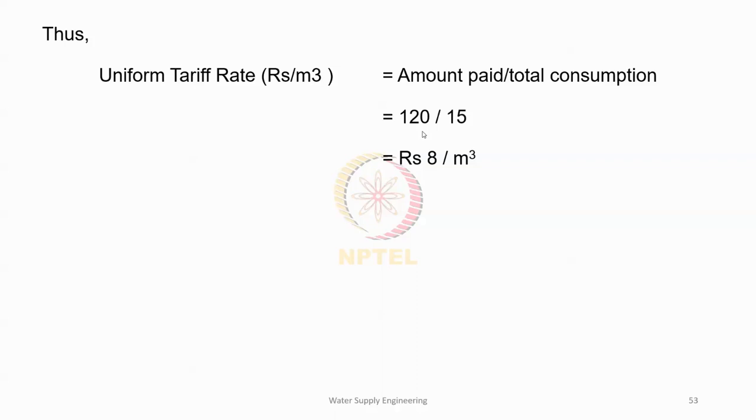That is the bill that is arrived for a 15 meter cube consumption, or the amount that we have paid for a 15 meter cube consumption, divided by the consumption, that is 120 by 15, which is rupees 8 per meter cube. Hope that is clear.